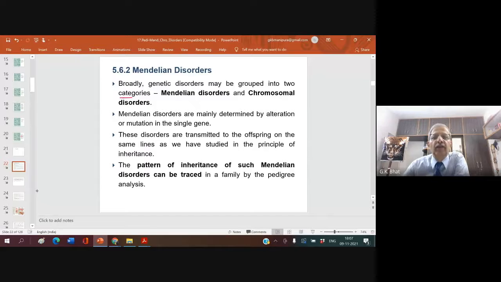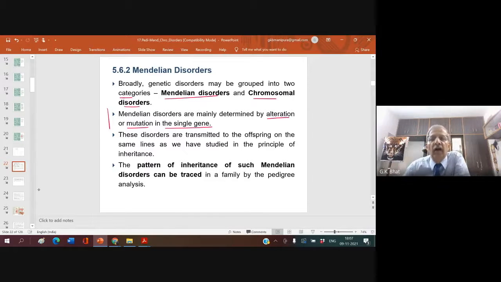One is a Mendelian disorder and another is a chromosomal disorder. What is the difference between Mendelian disorder and chromosomal disorder? Mendelian disorders are mainly determined by alteration or mutation in a single gene. Remember, very important sentence: Mendelian disorder is due to alteration or mutation in a single gene.